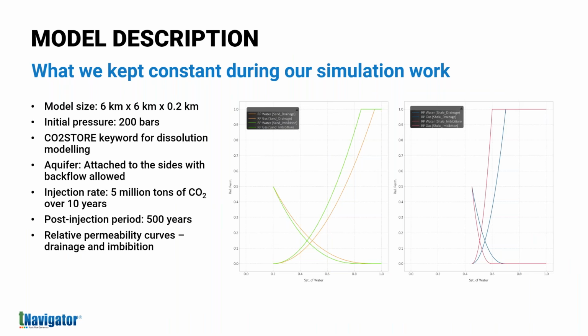And what's quite important is that we have an aquifer that allows for backflow, which means that the pressure within the simulation box is not going to be increased artificially when compared to what would be happening in nature, thereby affecting our results. We're going to be injecting 5 million tons of CO₂ over 10 years, with a post-injection period of 500 years. And we have two types of relative permeability curves, drainage and imbibition, for two facies. On the left-hand side, you can see the drainage and imbibition curves for our sand facies, and on the right-hand side for the shale facies.